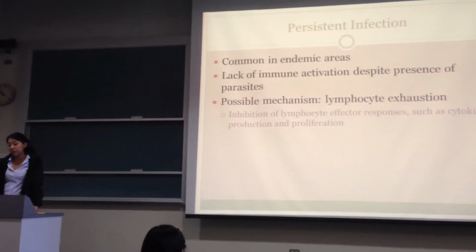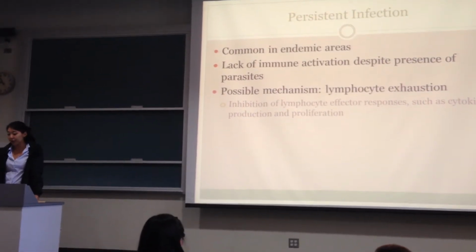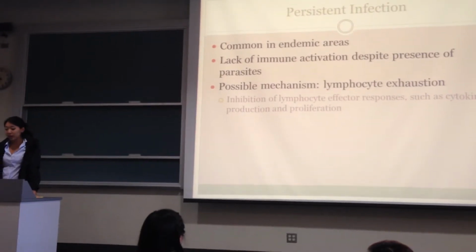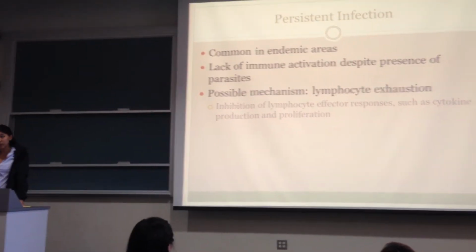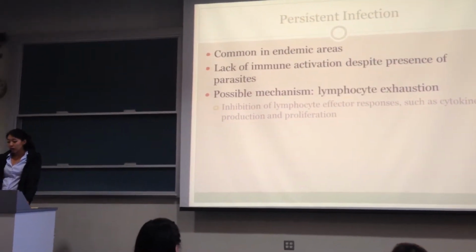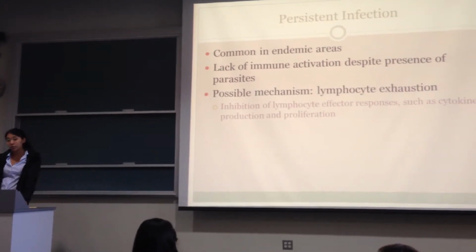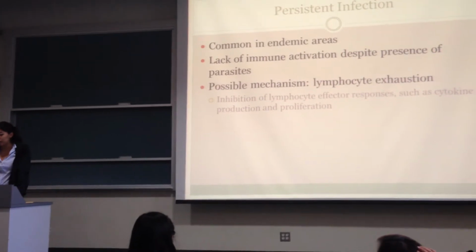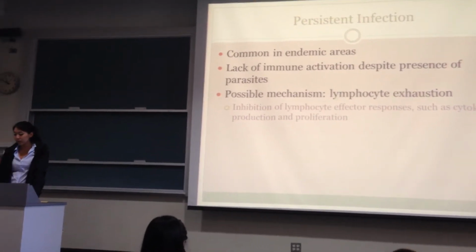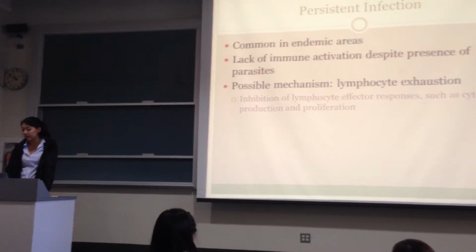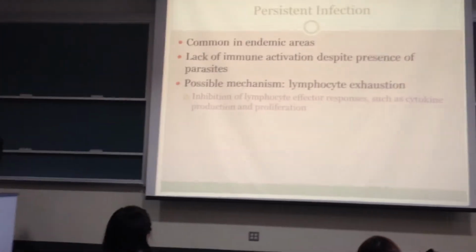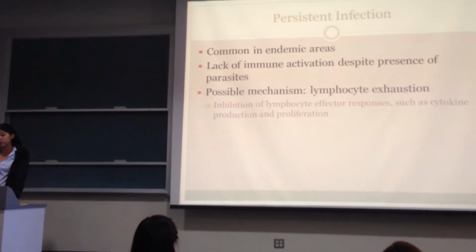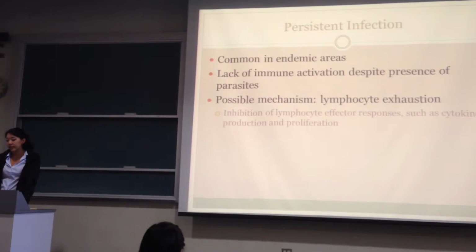Persistent malaria infection is common in endemic areas such as Africa. It is caused by the lack of immune activation despite the presence of parasites. So the host and the parasite can coexist, and the host may be asymptomatic. A possible mechanism for this phenomenon is lymphocyte exhaustion, in which lymphocyte responses, such as cytokine production and proliferation, are inhibited.